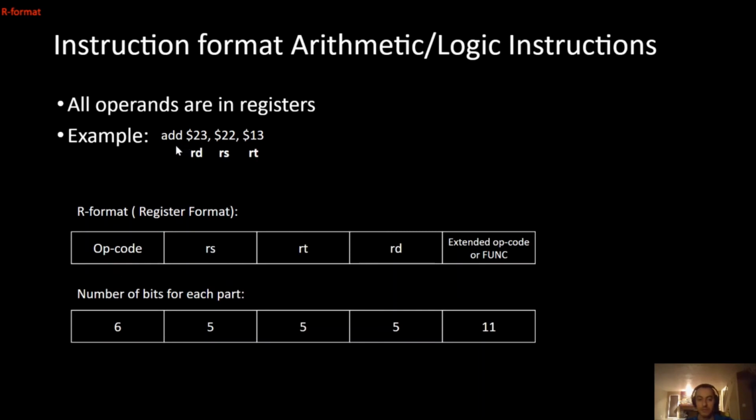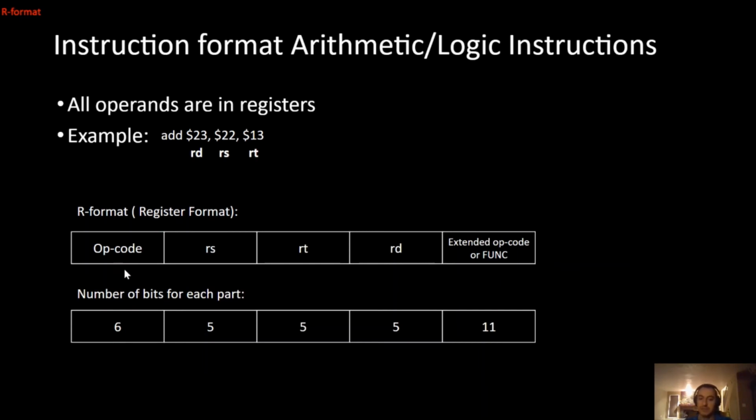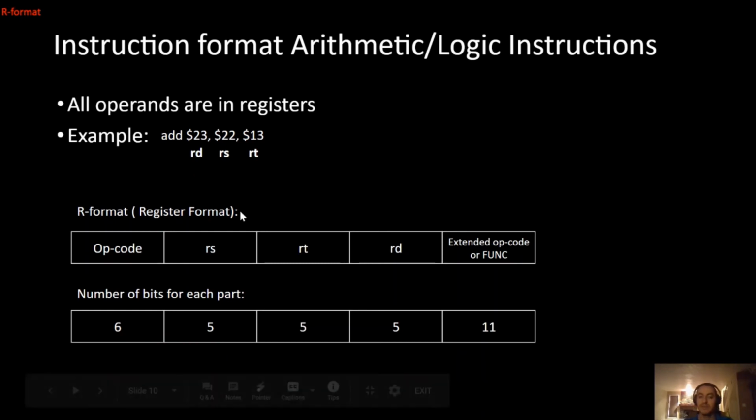So just to recap, we have the opcode, so 6 bits, the most significant bits on the left, and 11 bits for the extended opcode on the less significant bits. And then the 15 middle bits are going to be basically the registers.